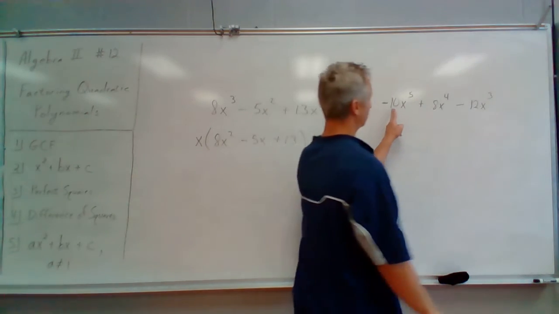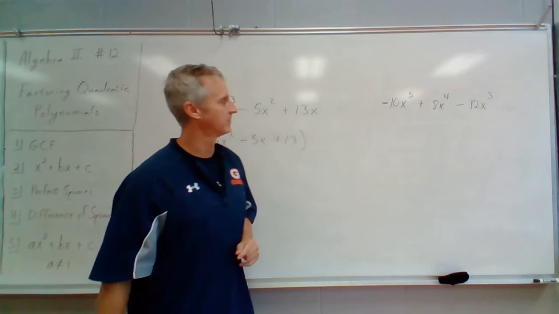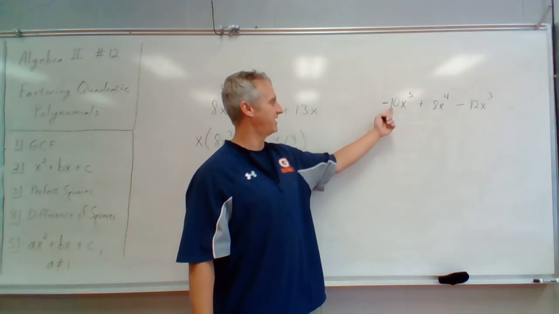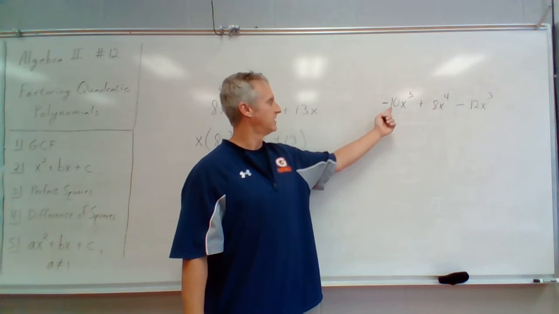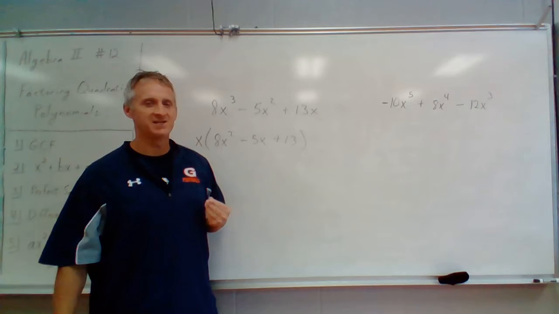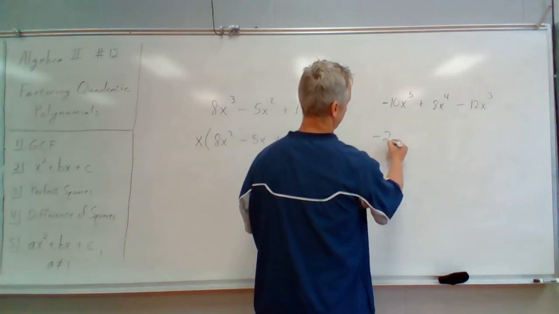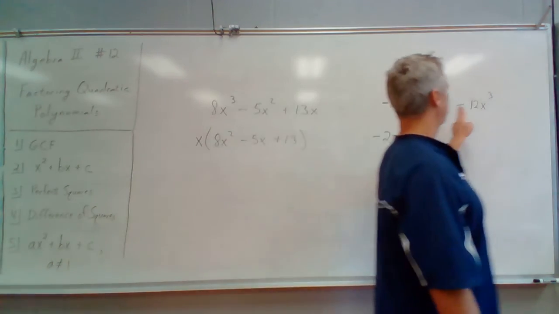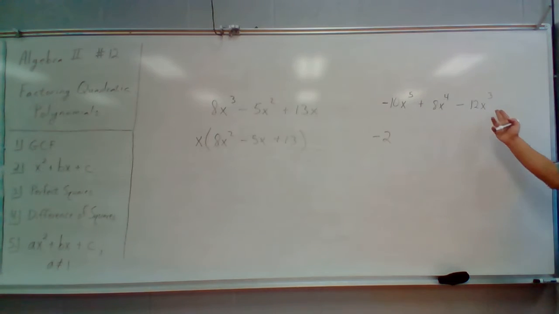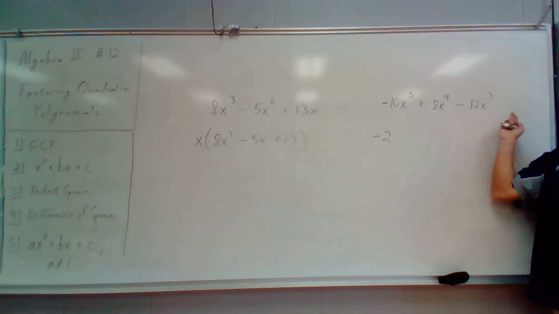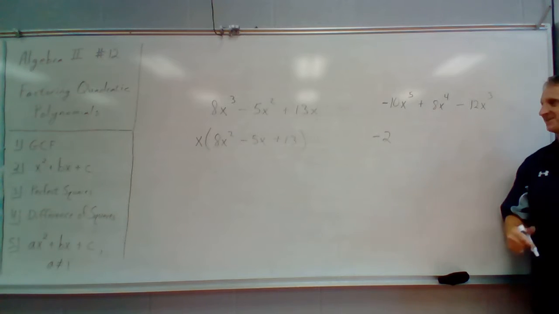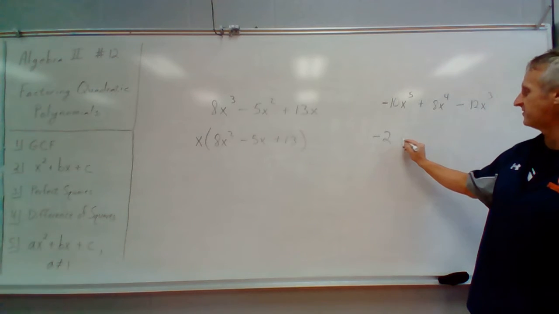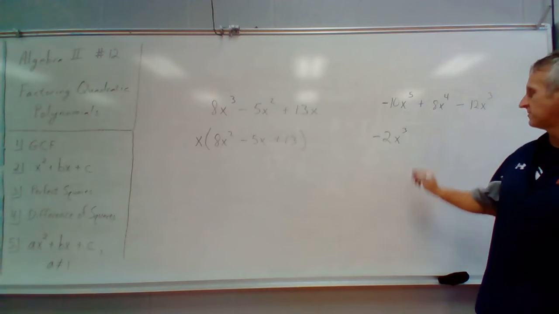Is there a number that will go into 10, 8, and 12? Well, 2 will. Often we would like to have this leading coefficient positive. So instead of factoring out a 2, let's factor out a negative 2. Negative 2 will go into each one of those coefficients. Notice also that there's an x in each term. So I can bring out the greatest common factor of all the x's in the terms. The biggest common factor, the one with the smallest exponent, that we could get out would be x to the third.